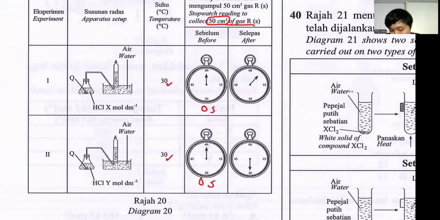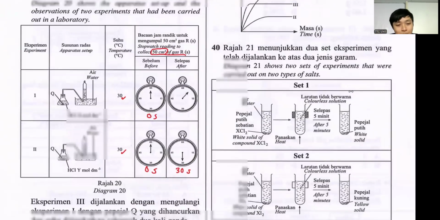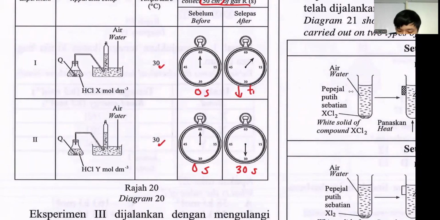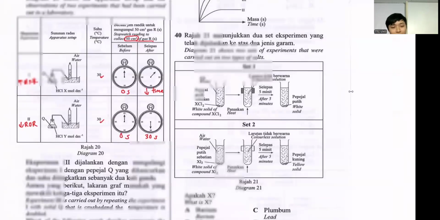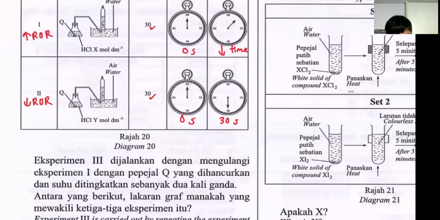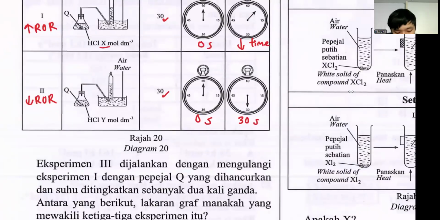It is less than 30 seconds, but set 2 is 30 seconds. Maybe set 1, I don't know how many seconds exactly, the time isn't given properly. So of course set 1 requires shorter time, which means a higher rate of reaction. Set 1 has a higher rate of reaction, set 2 a lower rate of reaction. Most probably the difference is the concentration, right?